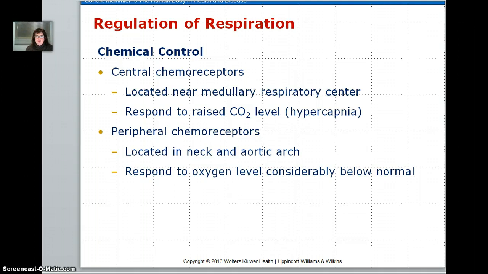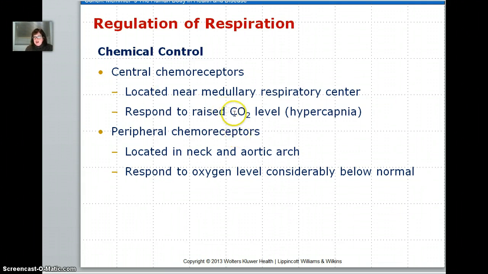When you're controlling regulation, there are two different types of controls. There's chemical controls, and there's also baroreceptor or pressure controls. When it comes to the chemical controls, you have two types. One is due to high carbon dioxide, and this is the main one. It's carbon dioxide that controls your breathing rate, and not so much your oxygen.